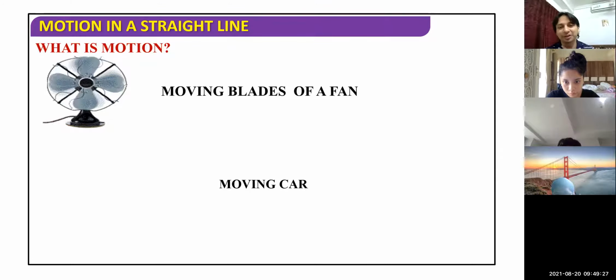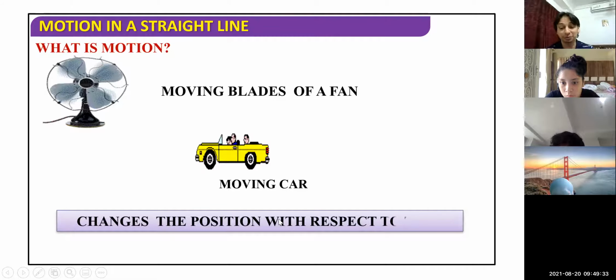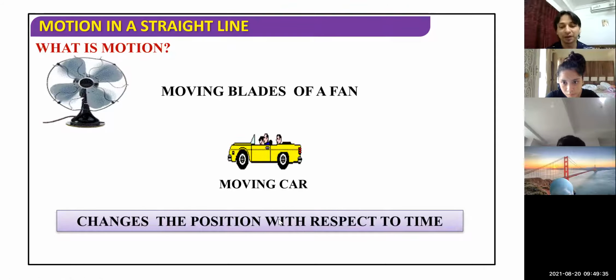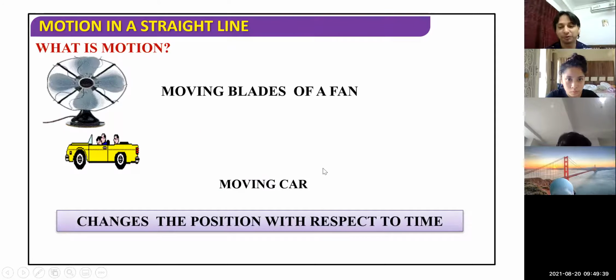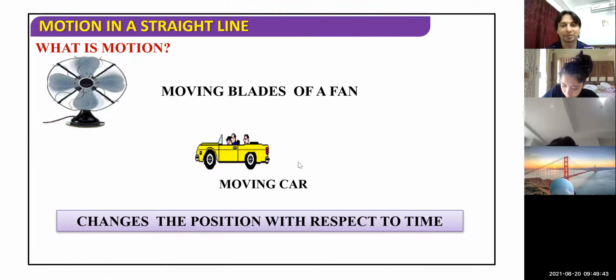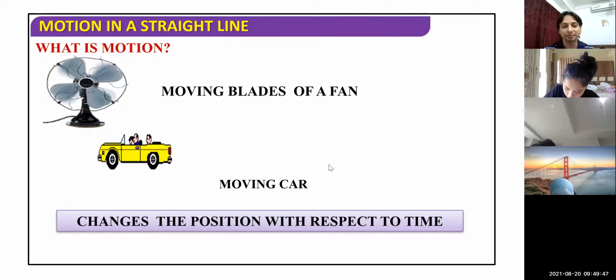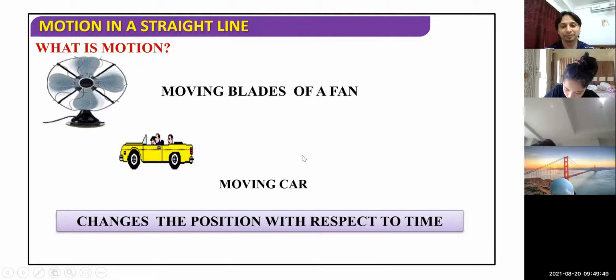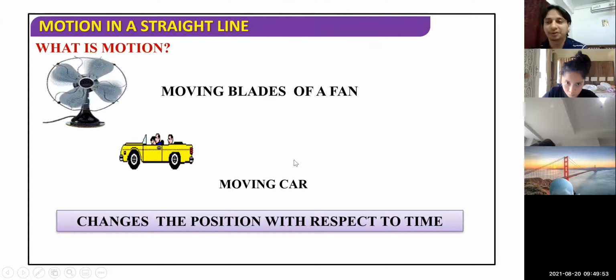So again, you can say that an object is said to be in motion when it changes its position. The definition is with respect to time, and with respect to surroundings also. Both are important: with respect to time, with respect to surroundings. Please make a note of this.